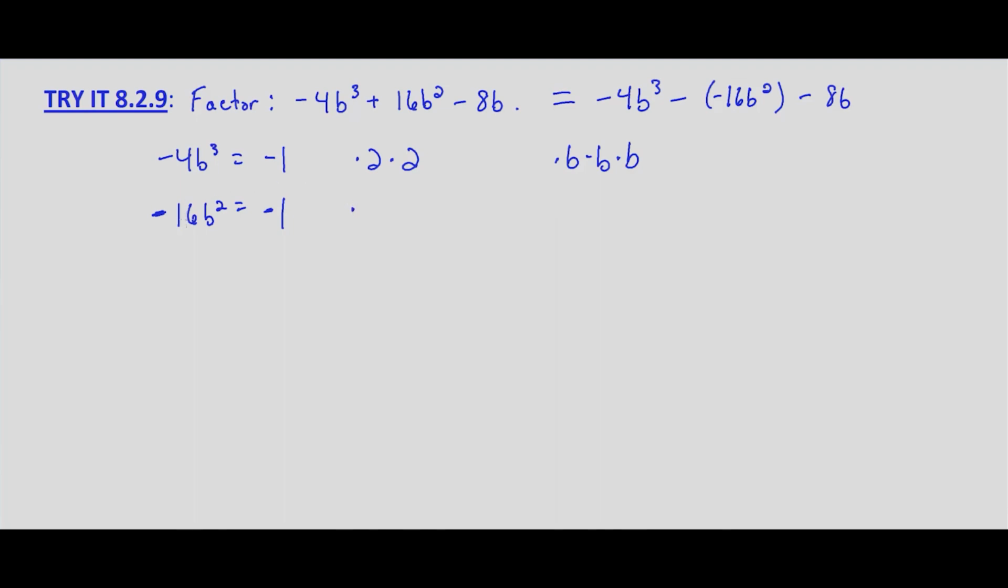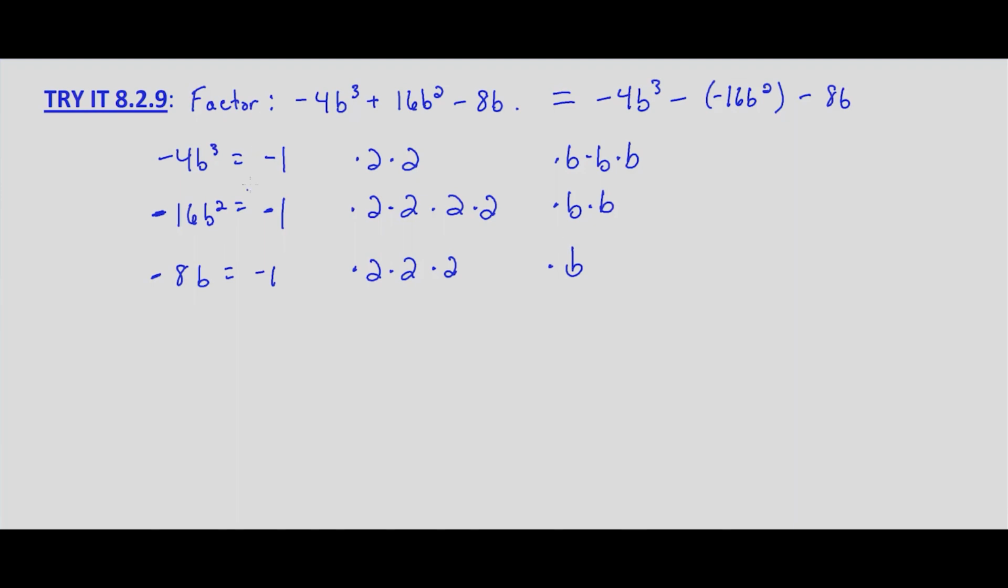times, now there's going to be 4 2's. 2 times 2 times 2 times 2. And then 2 b's, times b times b. And then negative 8b. That's going to be negative 1 times 2 times 2 times 2 times b.